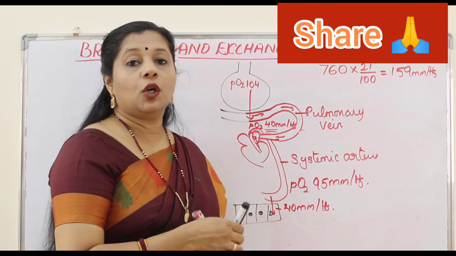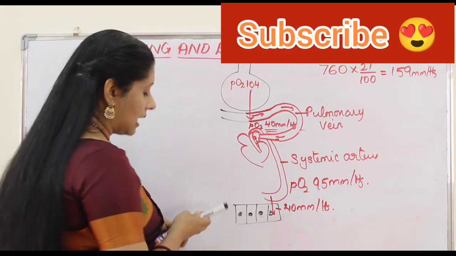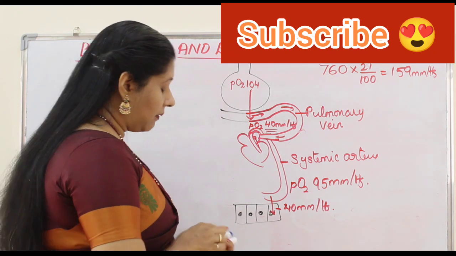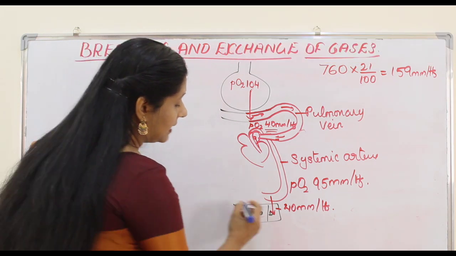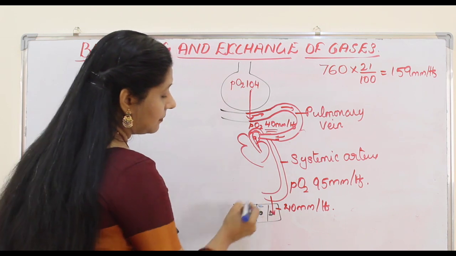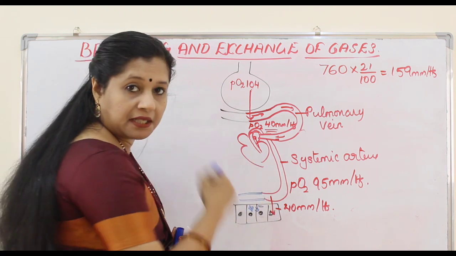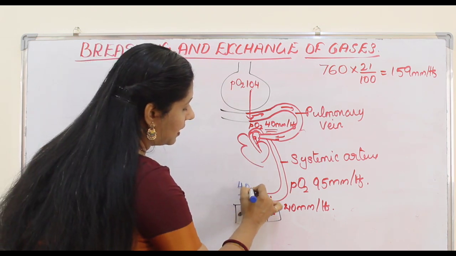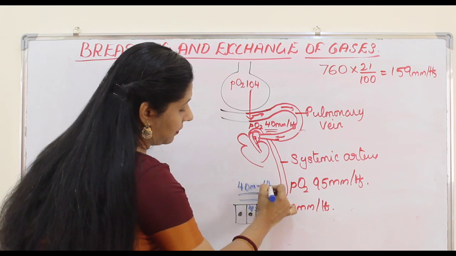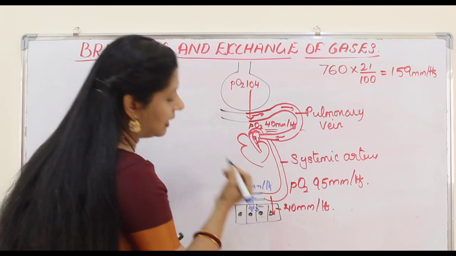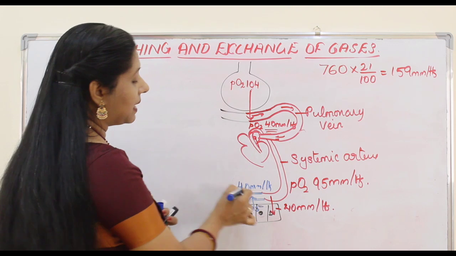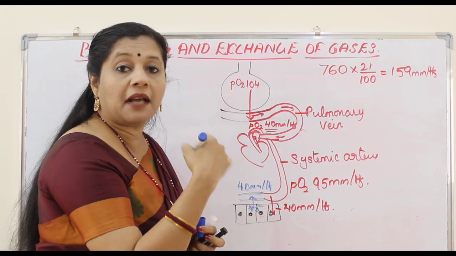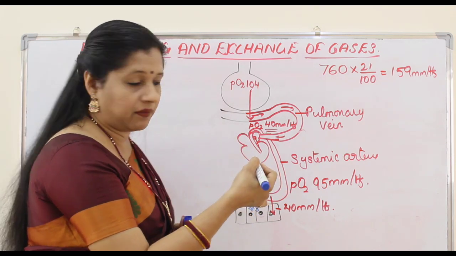At the same time, who is waiting here in the tissues? Carbon dioxide is waiting. The partial pressure of carbon dioxide is 45 here. But in the blood, it is oxygenated blood, right? So it is only 40 millimeter of mercury. So naturally from 45, it will come to 40. So now it becomes deoxygenated blood, or carbon dioxide rich blood, or venous blood, we say.